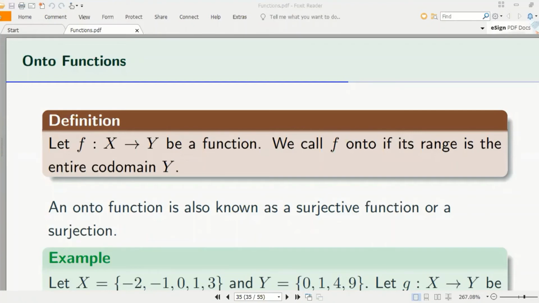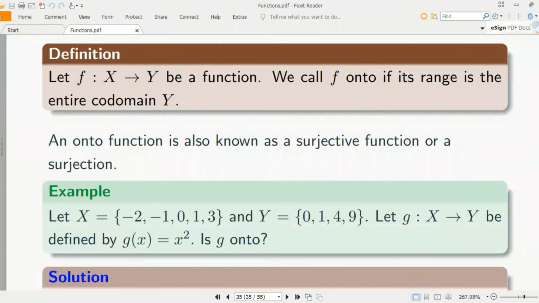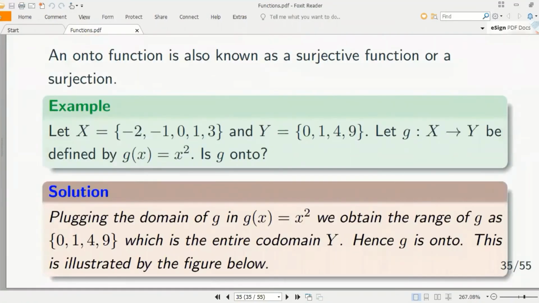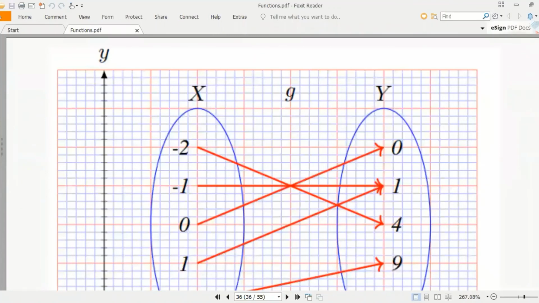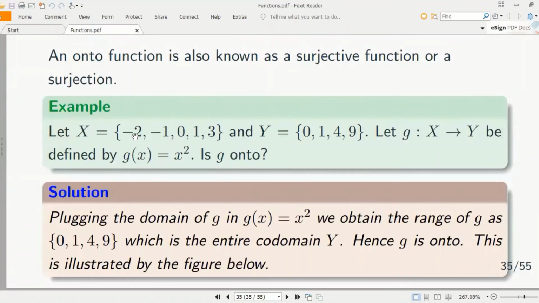But just one example. Example here. Let X be a set comprising of this and Y be a set comprising of this. Let g, assigning elements of X to those of Y, be defined by this. And the question is, is g onto? We just want to see, this is the domain, whether all these elements would be assigned to. And this is the definition.